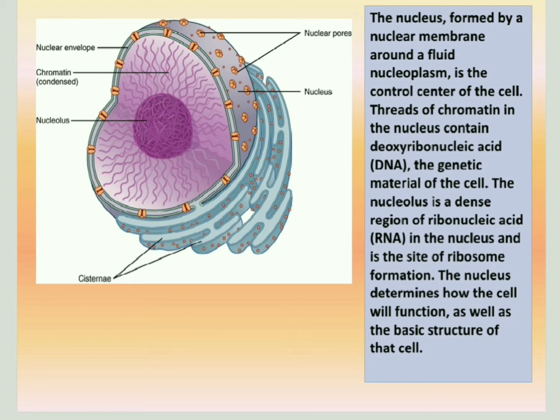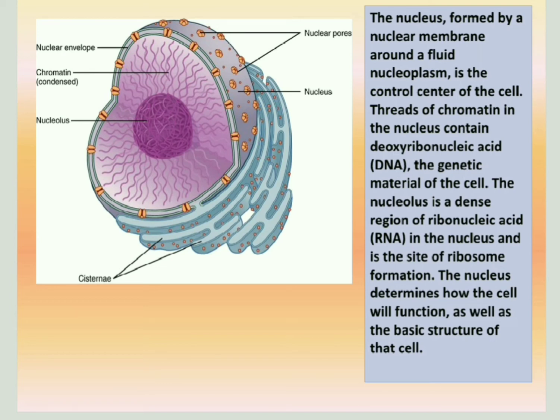The nucleus forms the nuclear membrane around a fluid nucleoplasm. What is the nucleus? We have already discussed in the previous video that the nucleus is the central portion, which plays a role in the growth of the cell. This nucleus forms the nuclear membrane around a fluid nucleoplasm. The fluid of the nucleus is called what? Nucleoplasm. It is the control center of the cell.